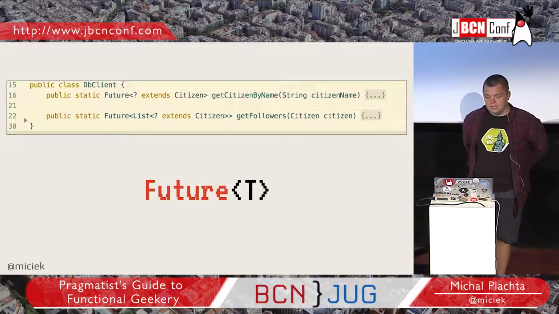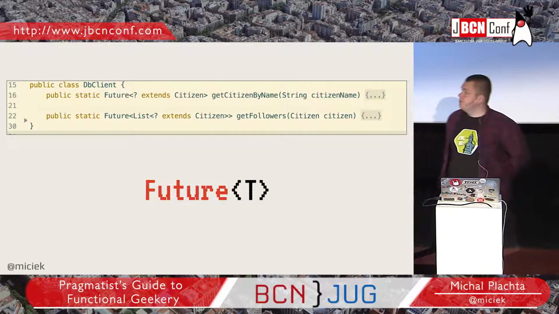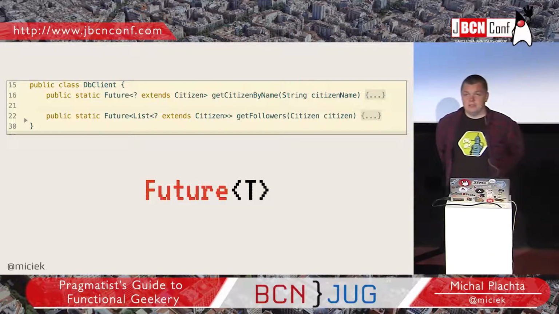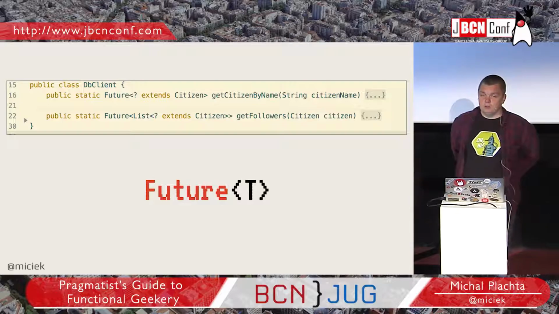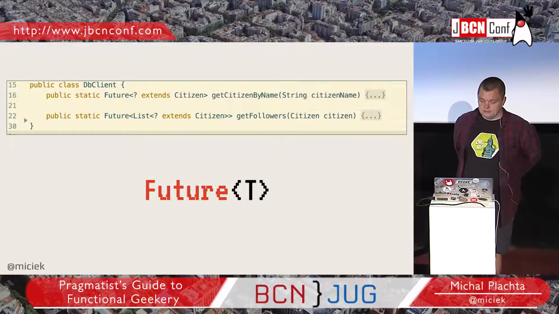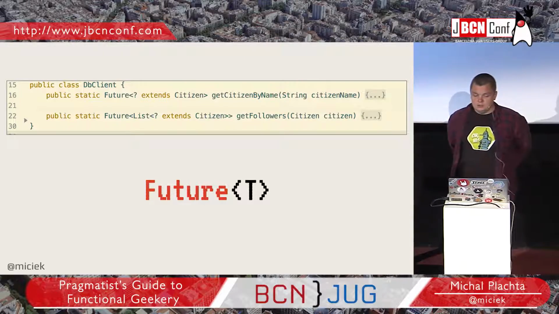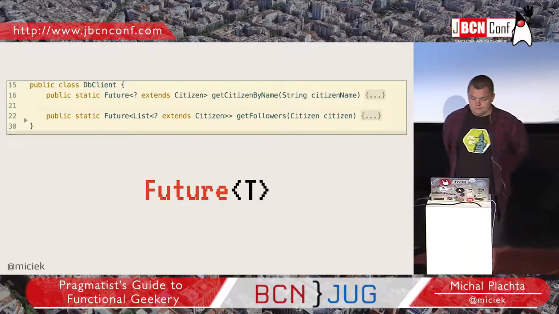And we also have a way to fetch those guys from the database. So there are two functions. In the first function, we provide a string with the citizen name and get the citizen back. And the second one is followers, getting followers from the database for the particular citizen. This is implemented by some of our colleagues, so we just use it as an interface.